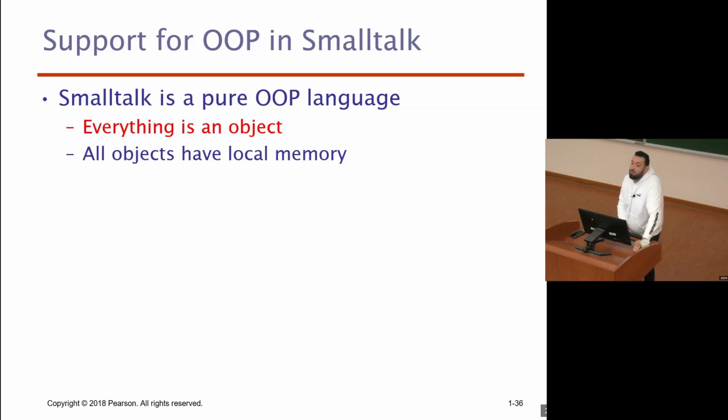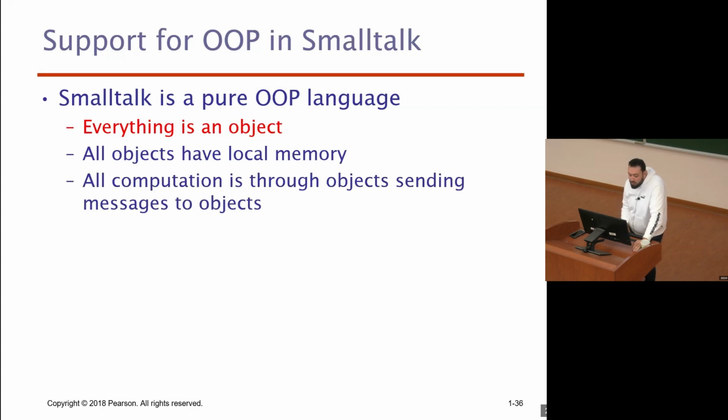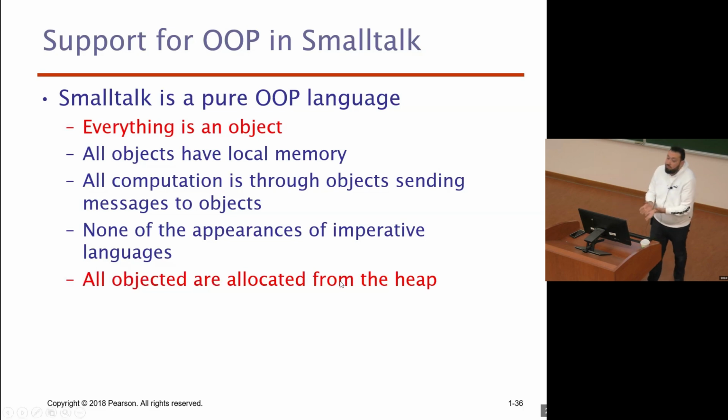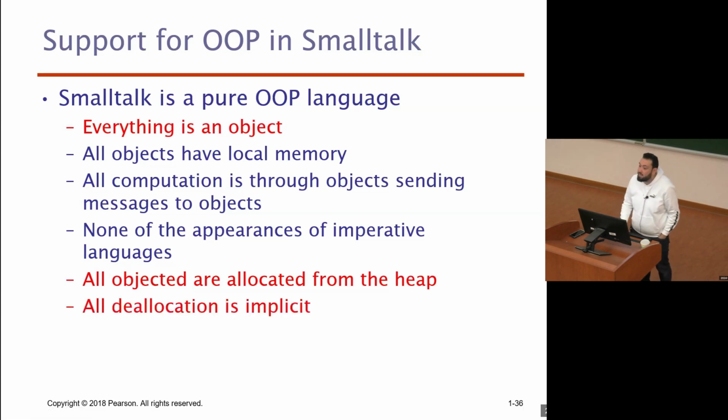All objects have local memory. All computation is through objects sending messages to objects, and there is none of the appearance of imperative languages. So we said even the simplest operation, adding two integers, is going to be an object. So all objects are allocated from the heap. Why from the heap? Because they are all objects. Okay? So all the allocation is implicit.